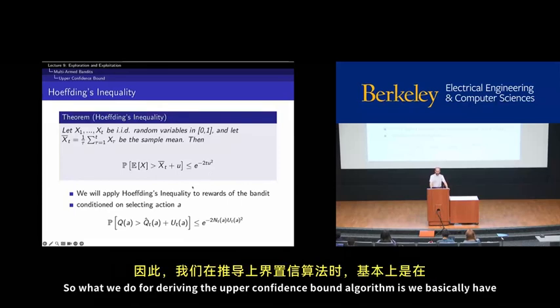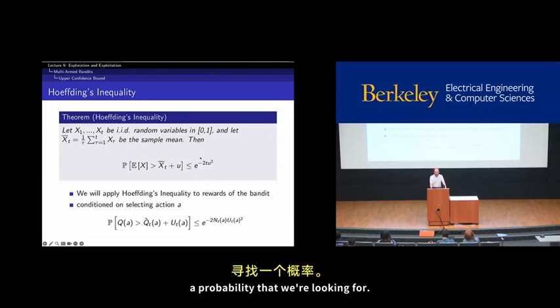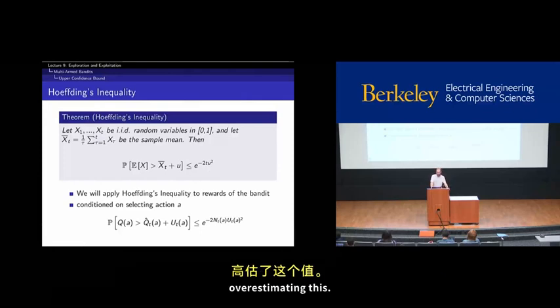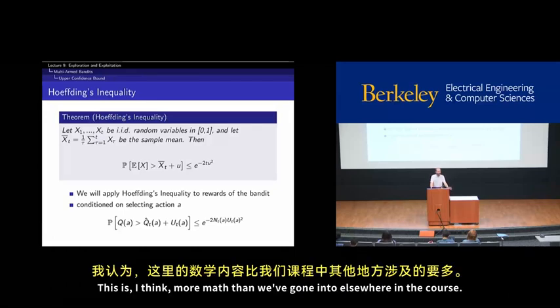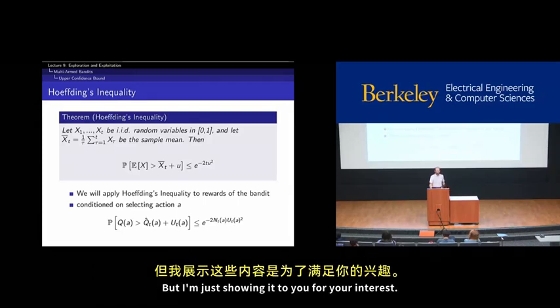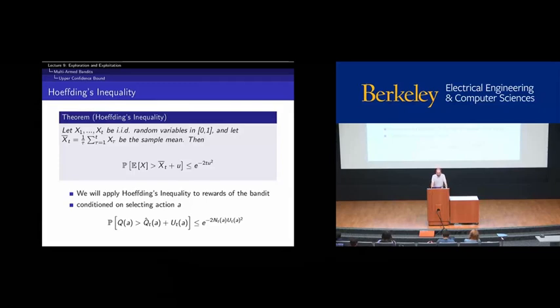So what we do for deriving the upper confidence bound algorithm is we basically have a probability that we're looking for, and then we solve for what u should be to make sure that we are with high probability overestimating this. This is, I think, more math than we've gone into elsewhere in the course. So the details of this are not going to be tested on, but I'm just showing it to you for your interest.